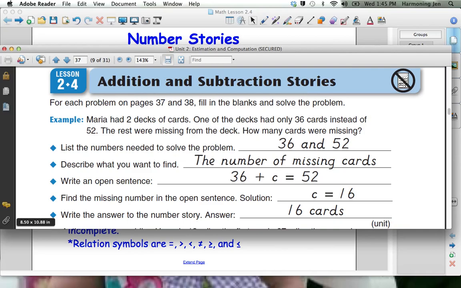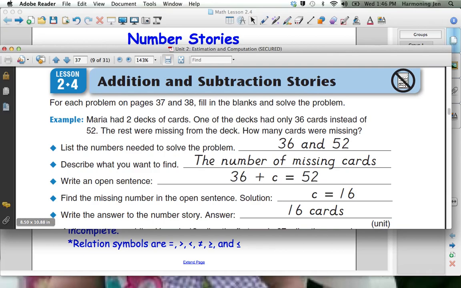Our next job is to find the missing number in the open sentence. That's our solution. Your solution means what does that variable stand for? In this case, if we do this math, C equals 16. We would put the number 16 in place of C and it would be a true number sentence. So the solution is C equals 16.